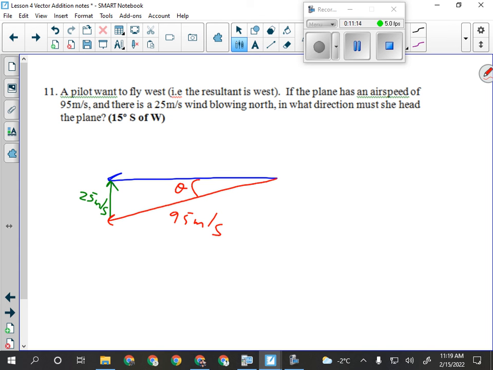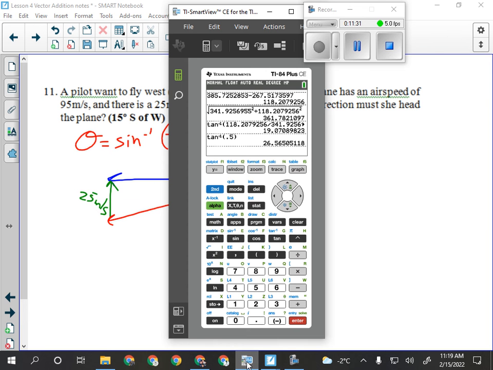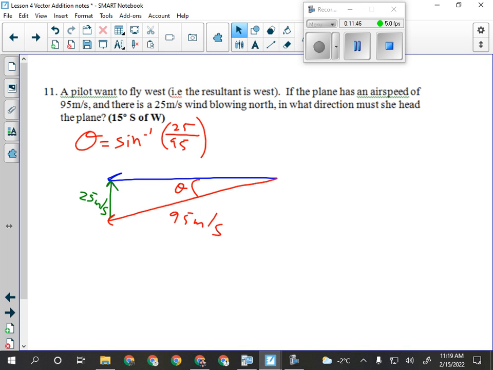Okay, and if I'm going to find that, I have the hypotenuse and the opposite side in this case. So I'm going to find theta by using sine to the minus 1 of the opposite side, 25, divided by the hypotenuse, 95. And that should give me 15 degrees south of west. So if I go second sine of 25 divided by 95, 15 degrees south of west. All right. Any questions on that one?